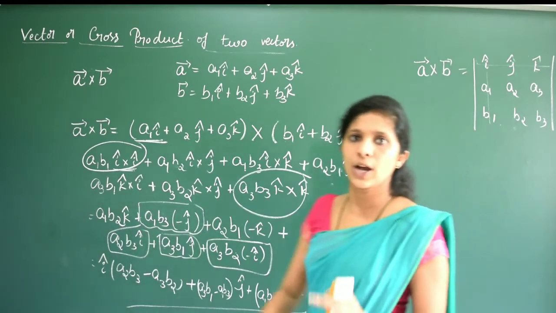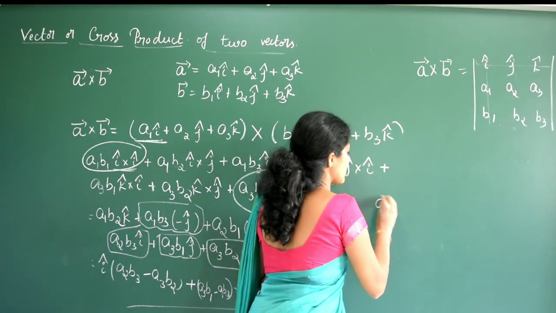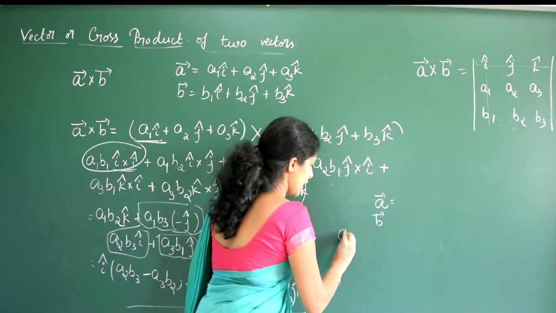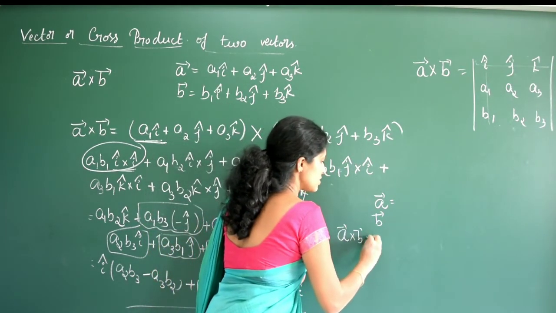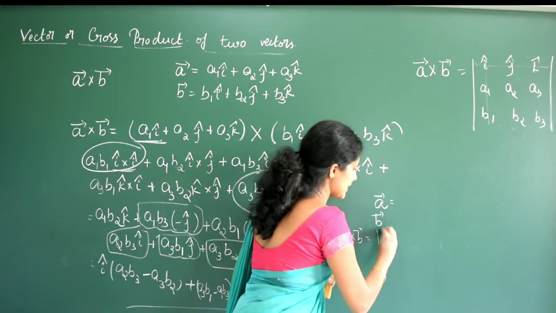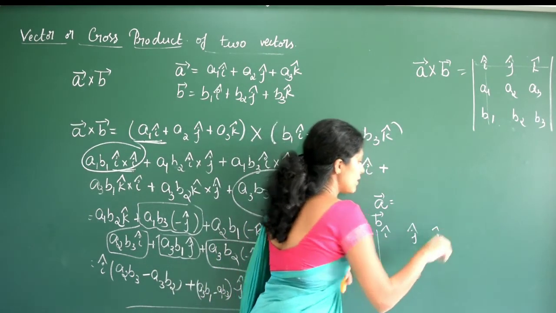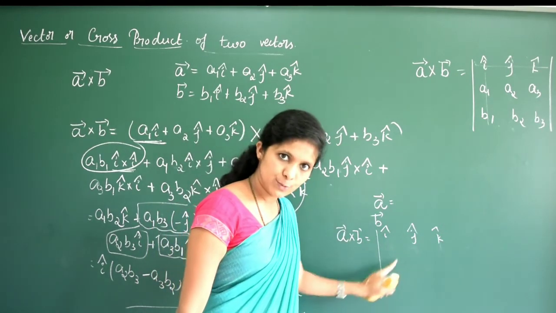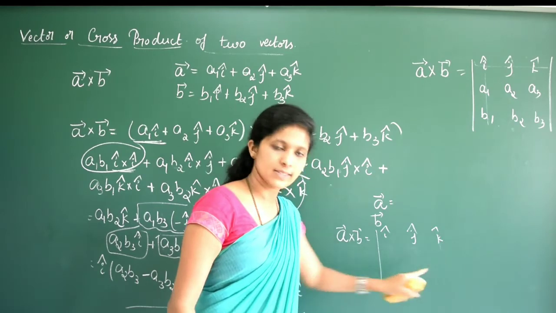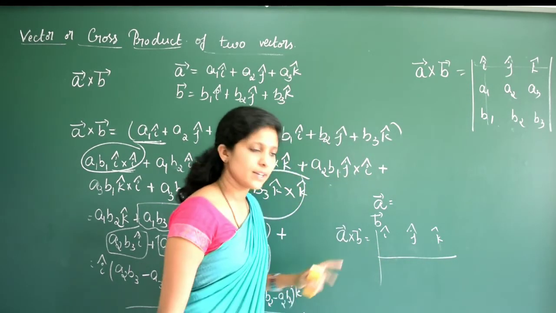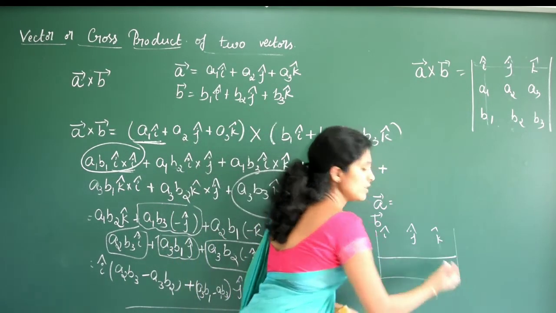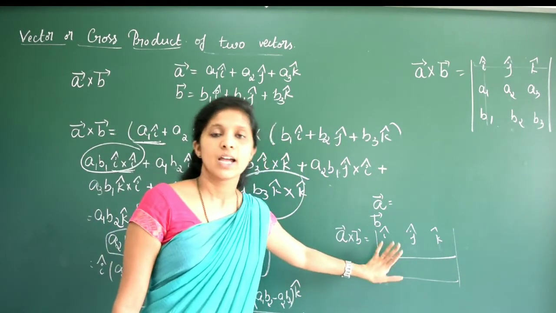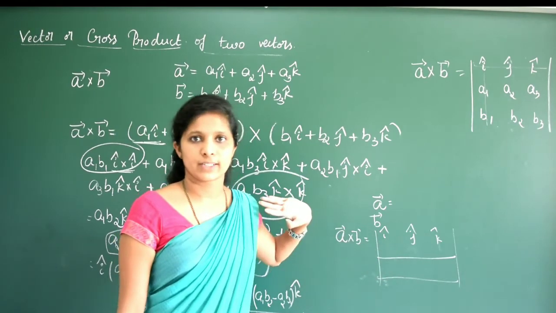Whatever the two vectors are, A vector and B vector will be given. To find the cross product A vector cross B vector, just write the unit vectors i cap, j cap and k cap. Below that, write the coefficients of i, j, k for the first vector, then write the coefficients of the second. Then delete first row and first column and so on, and find the determinant of that matrix. It will give you A vector cross B vector. Simple.